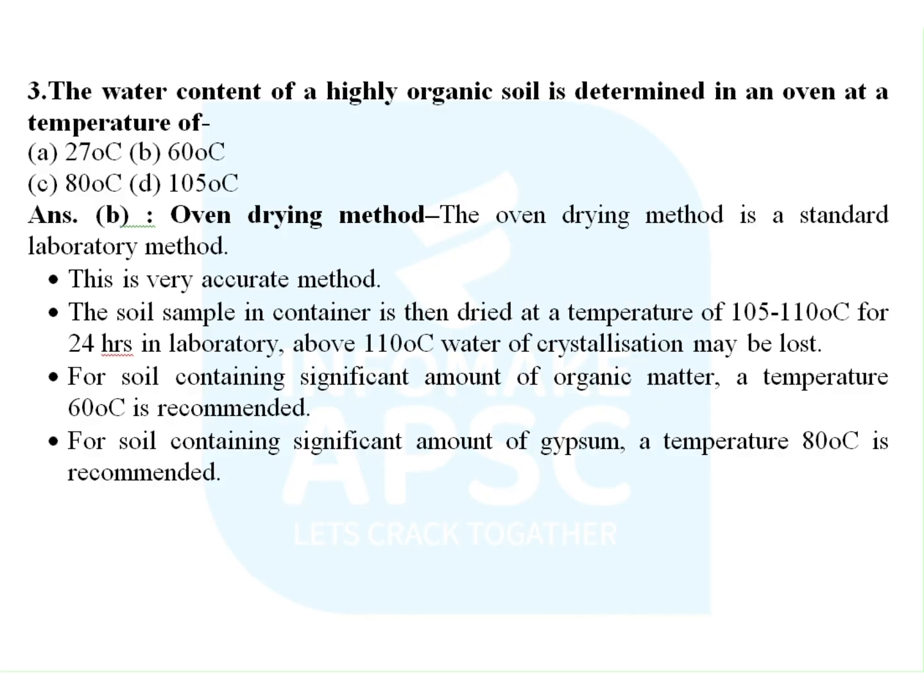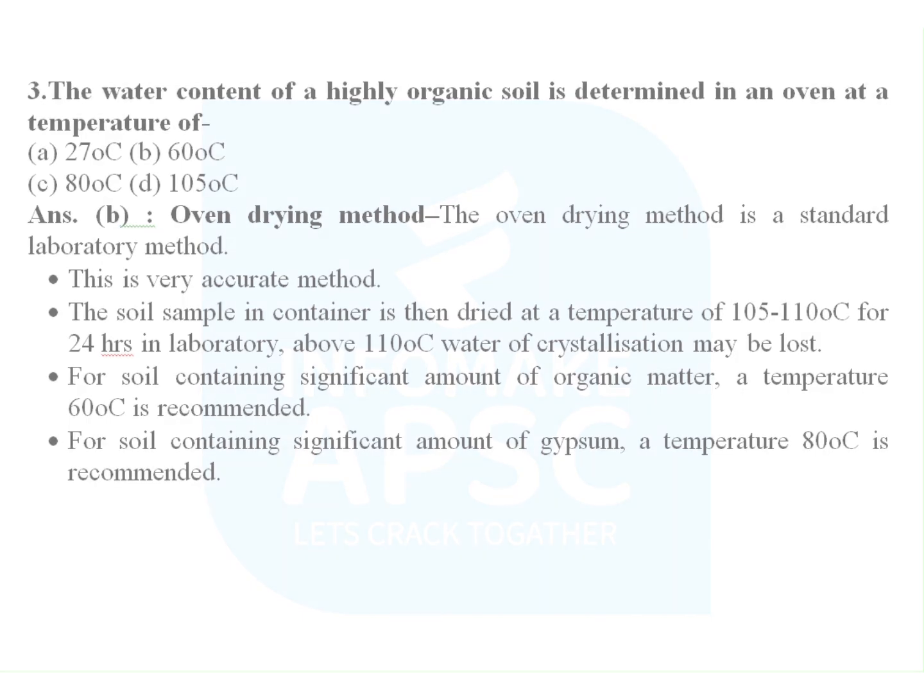Oven drying method. The oven drying method is a standard laboratory method. Point: this is a very accurate method. Point: the soil sample in container is then dried at a temperature of 105 to 110 degrees Celsius for 24 hours in laboratory. Above 110 Celsius water of crystallization may be lost. Point: for soil containing significant amount of organic matter, a temperature of 60 degrees Celsius is recommended. Point: for soil containing significant amount of gypsum, a temperature of 80 degrees Celsius is recommended.